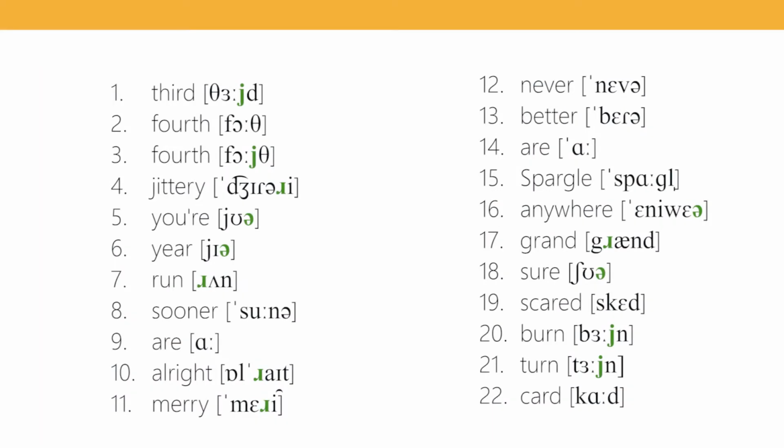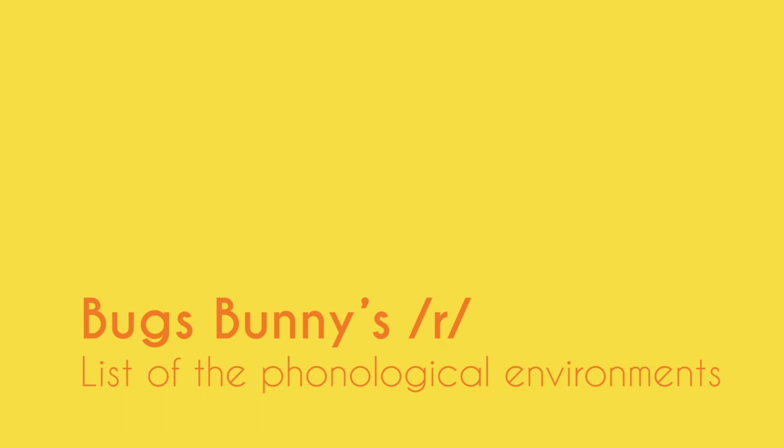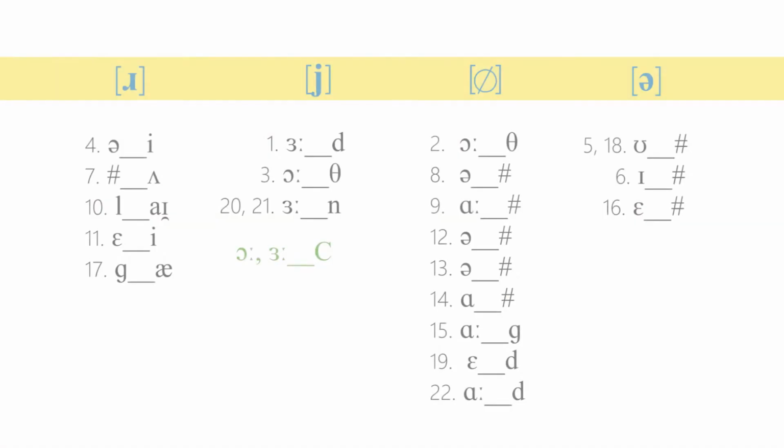So I have listed a bunch of words from Bugs Bunny's speech in which the phoneme R has different allophones. I have listed all those allophones here. And in the second list, it's a more technical version of this.